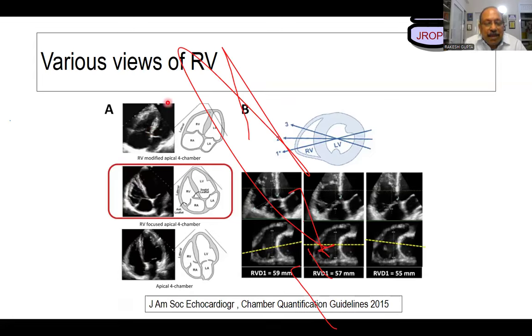Here, apex has been replaced by RV. Look, here apex is not replaced by RV. Apex still lies in LV only. We see a very beautiful view in this. This is known as focused RVRA.